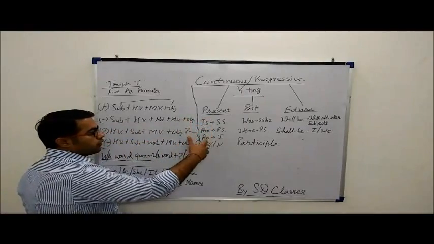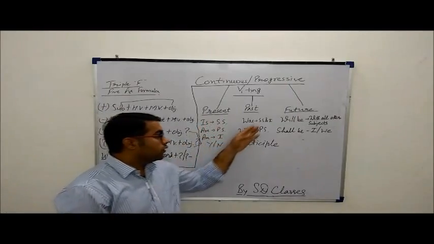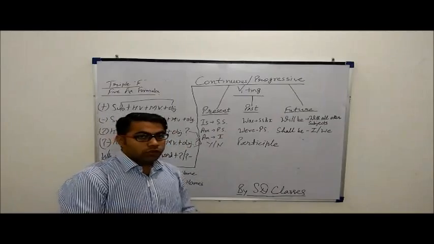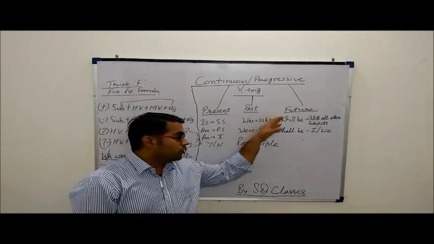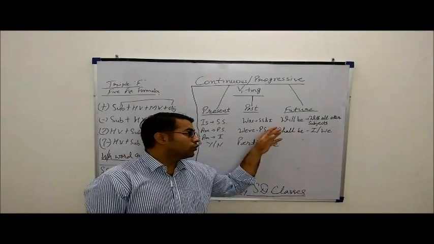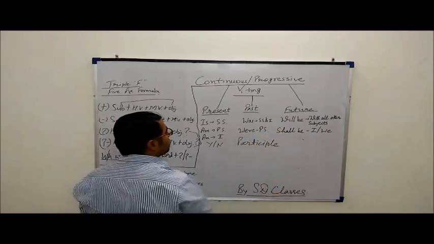Simply, present has three helping verbs, that is, is, am, are. Past has was, were. Future has will be and shall be. I had already told you in my previous video that in future, will and shall are the root helping verbs. In every future tense we use will and shall. So here we have will be and shall be.